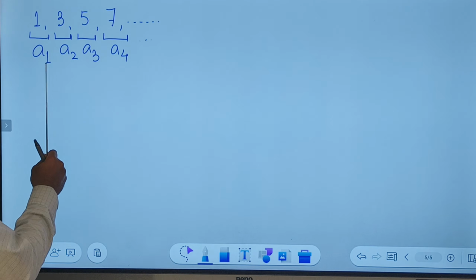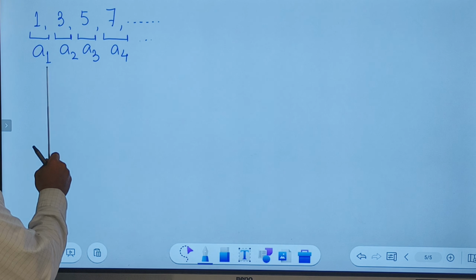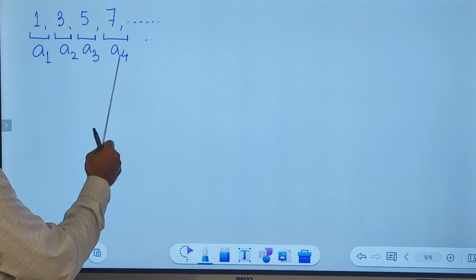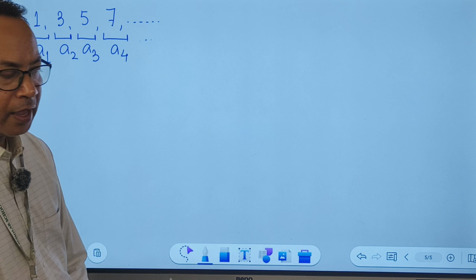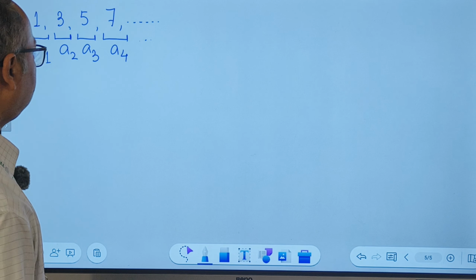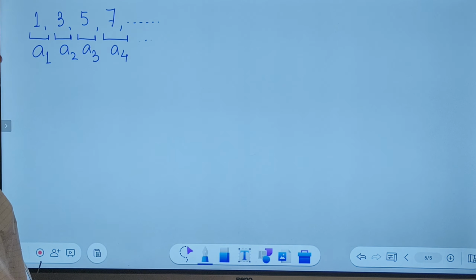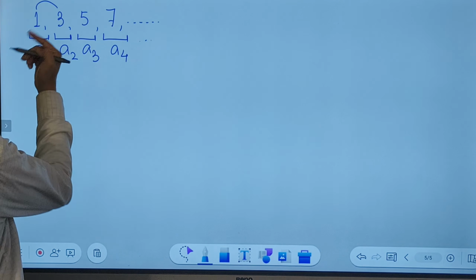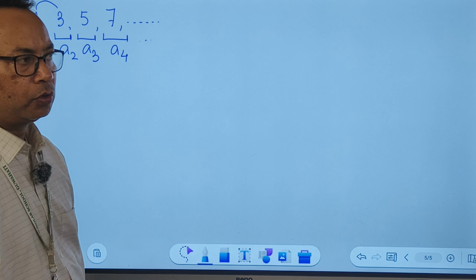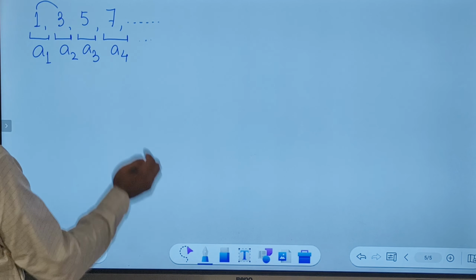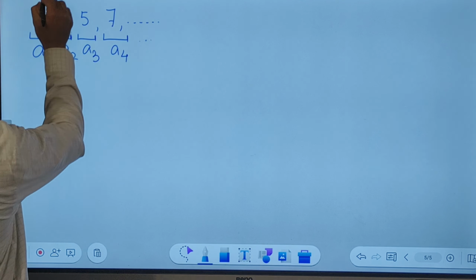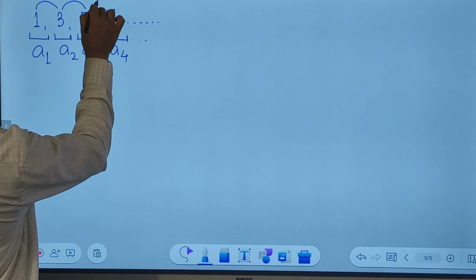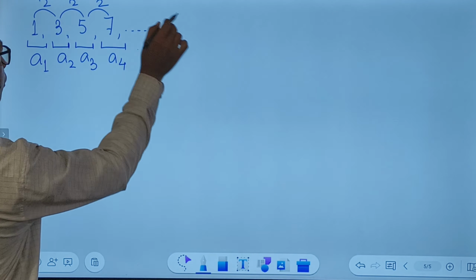This number represents the number of the term. This is the first one, this is the second one, this is the third term, and this is the fourth one. And as we have seen, since it is in AP, the difference between the first two numbers, 3 minus 1, is 2. This is the difference.